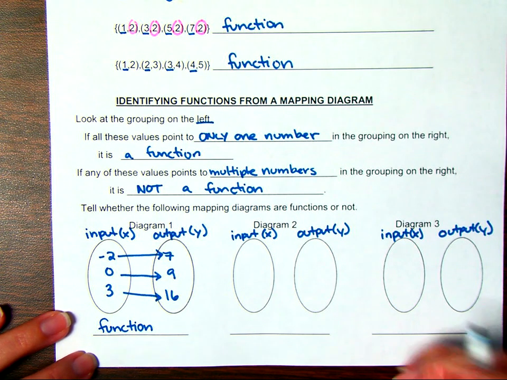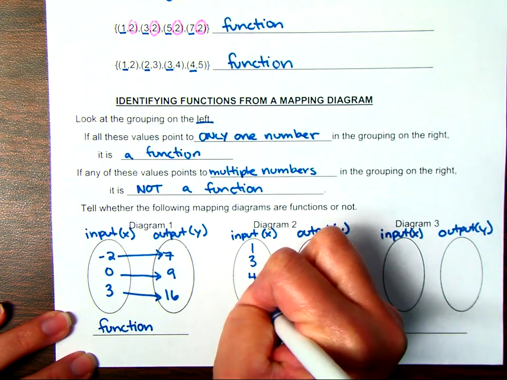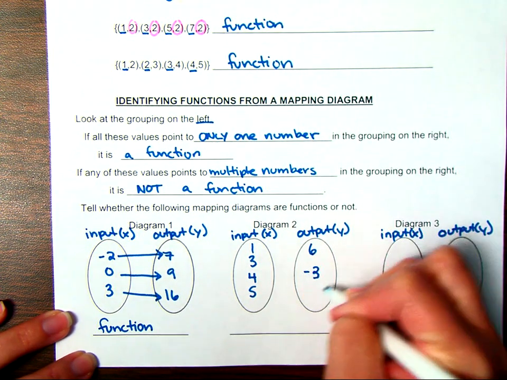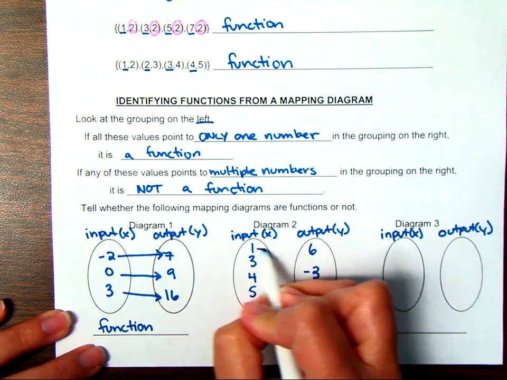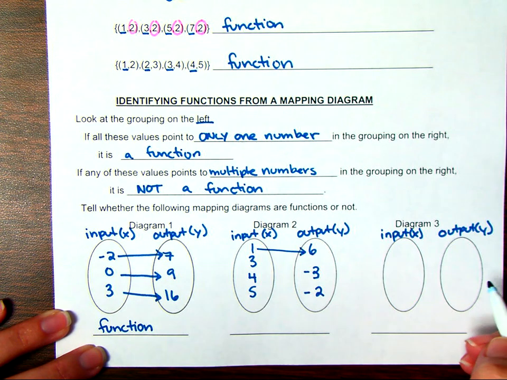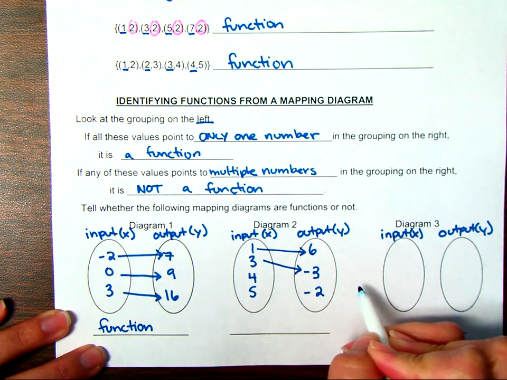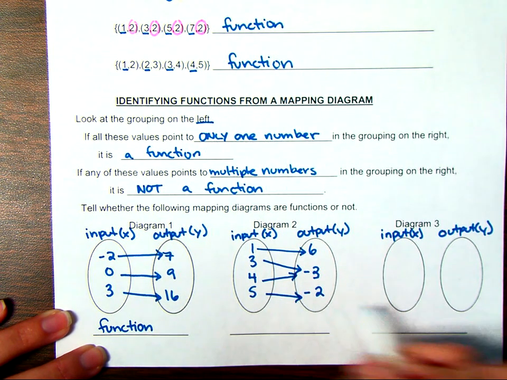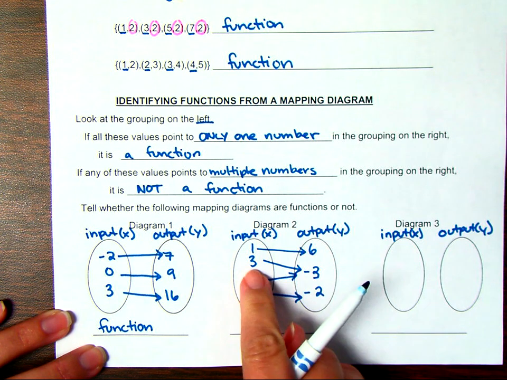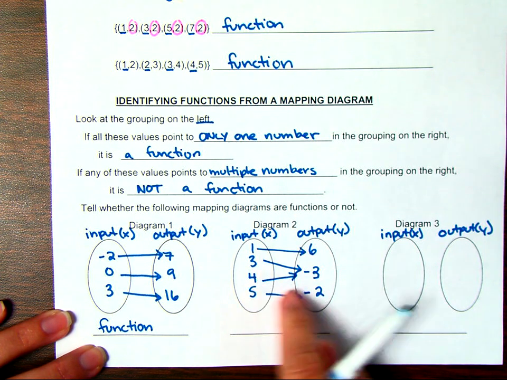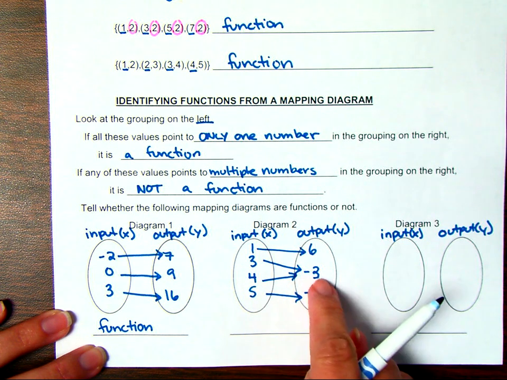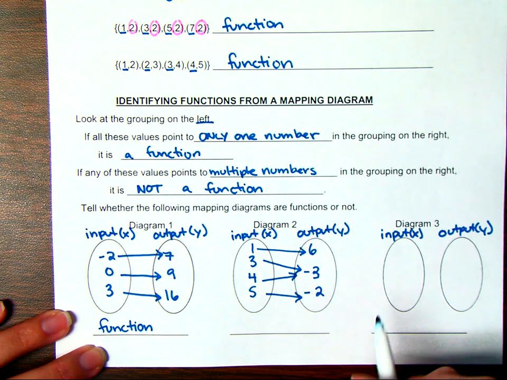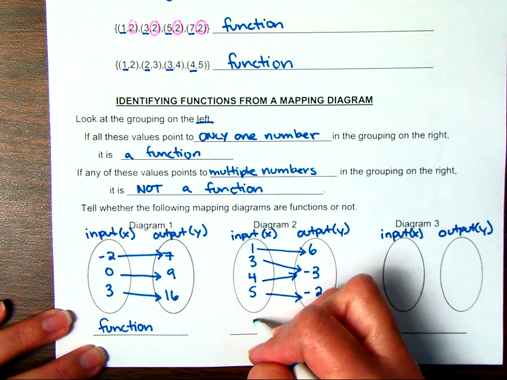All right, well, if I have 1, 3, 4, and 5, none of my values repeat. Well, let's see what happens over here. If I have 6, -3, and -2. If I have 1 to 6, that's like my ordered pair 1, 6. If I have 3 to -3, and then if I had 4 to -3 and 5 to -2. Even though this -3 is being used with the 3 and the 4, remember the Y values can repeat, be used more than once with the X's. The X values can't repeat and be used with different Y values. So that's okay the way that this is. Okay, so this one is going to be a function.